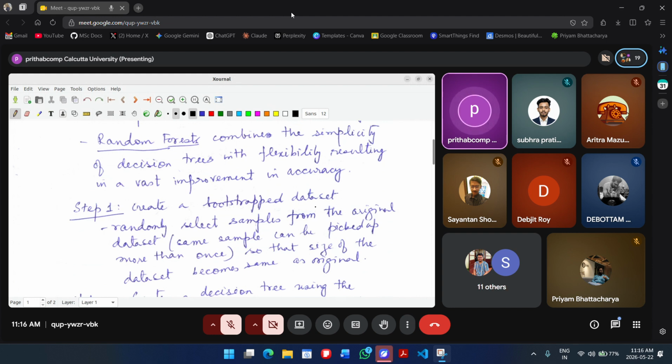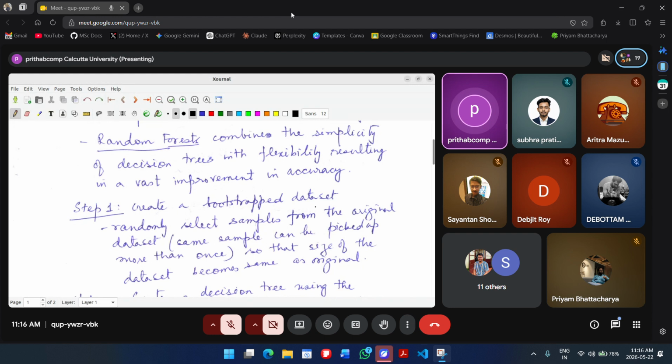Okay, not for the same data set, but by picking up data from the entire data set. So how you are choosing a sample set of data in order to build a set of decision trees, that is where people do a lot of experiments. So random forest is basically what is called an ensemble method.